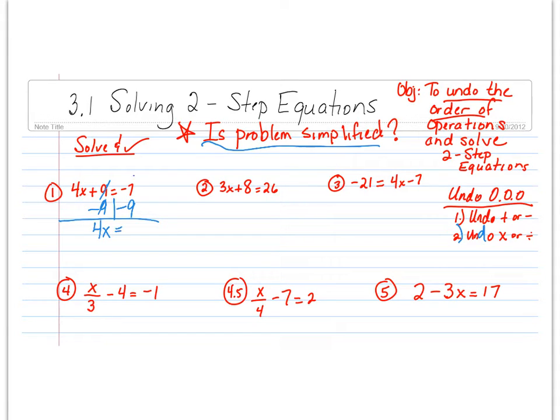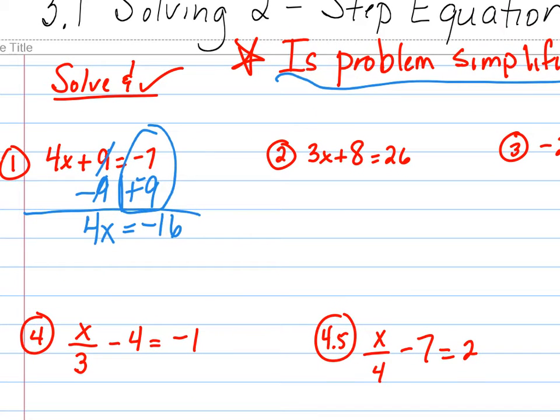On the other side, how am I going to do that? Keep, change, opposite. So negative 7 plus negative 9 is negative 16, right? Do we have x by itself? That's the whole goal. Get the variable by itself. No, we sure don't. They are taking 4 times x, so we undo any multiplying or dividing. How do we undo multiplying? We're going to divide both sides by the same number they're multiplying by, which is 4.